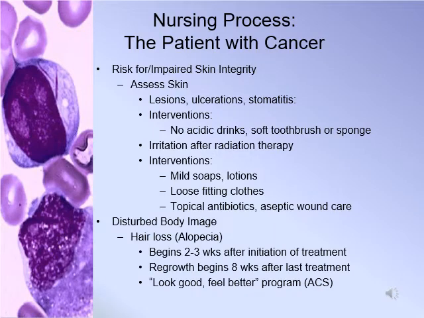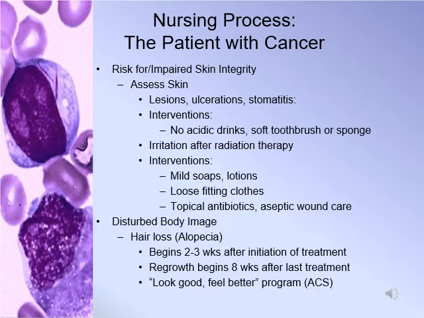Other nursing process items that we really look at with the patient with cancer is actual impaired skin integrity or risk for impaired skin integrity. So we always want to do a thorough assessment of the skin. We want to ask patients, if they're coming into infusion therapy, if they have any new impairments or ulcerations to the skin, any changes. We want to ask them about any mouth sores, stomatitis, things like that.